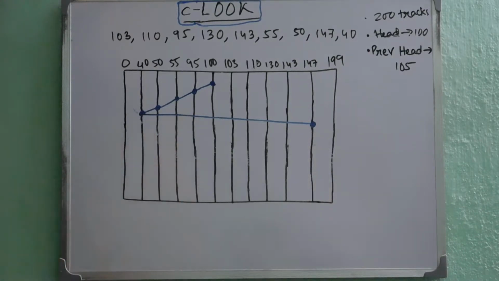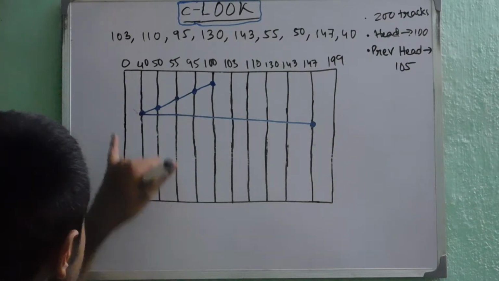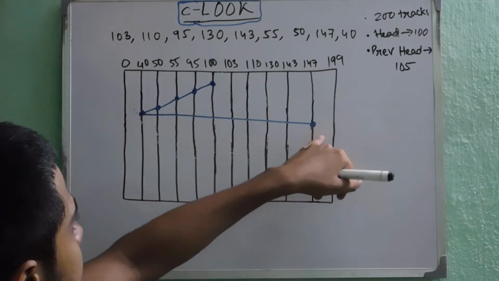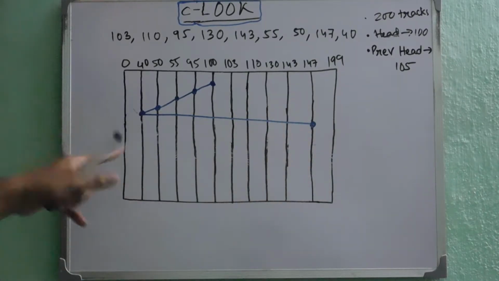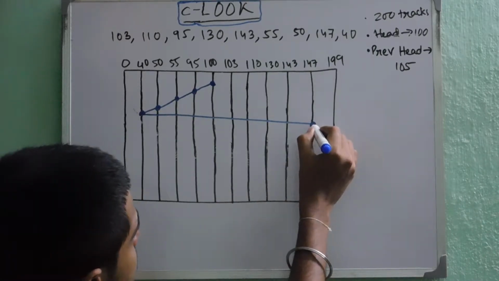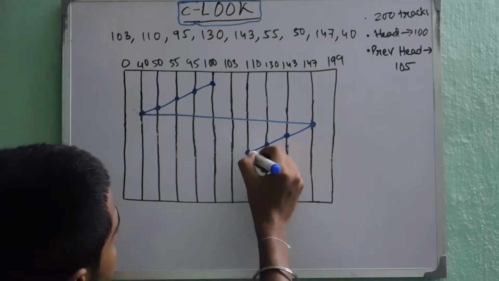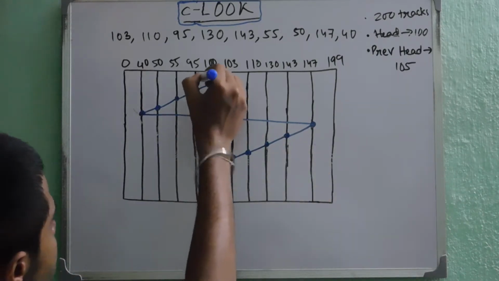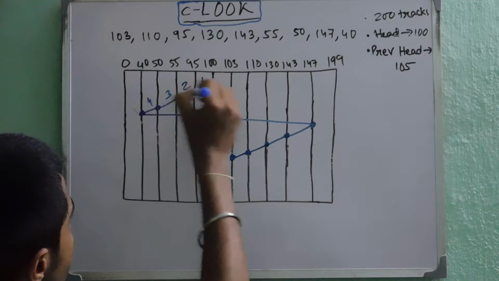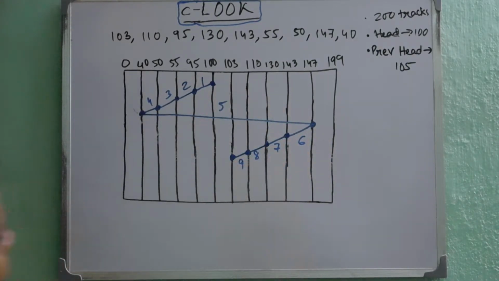But in the C-scan algorithm, we used to move till 199 and then to 0. But here we stopped at 147, which is the maximum request position in our disk. Okay. So from 147 now we will service our requests. So 143, 130, 110 and finally 103. So let's label the movement. So 1, 2, 3, 4, 5, 6, 7, 8, 9.